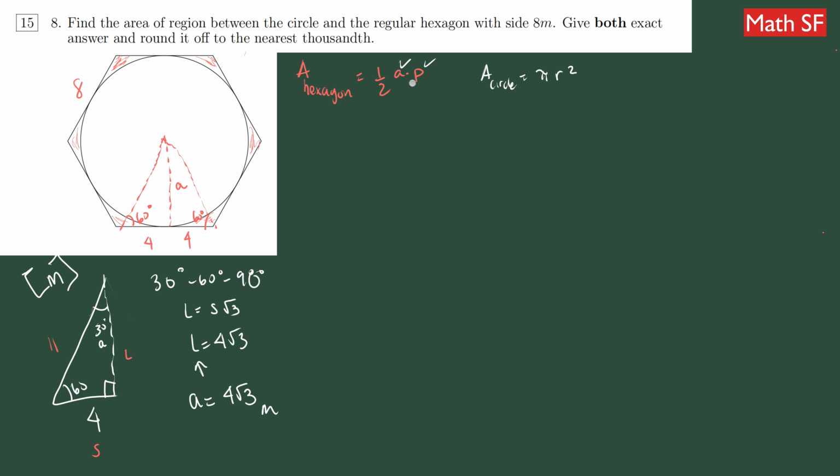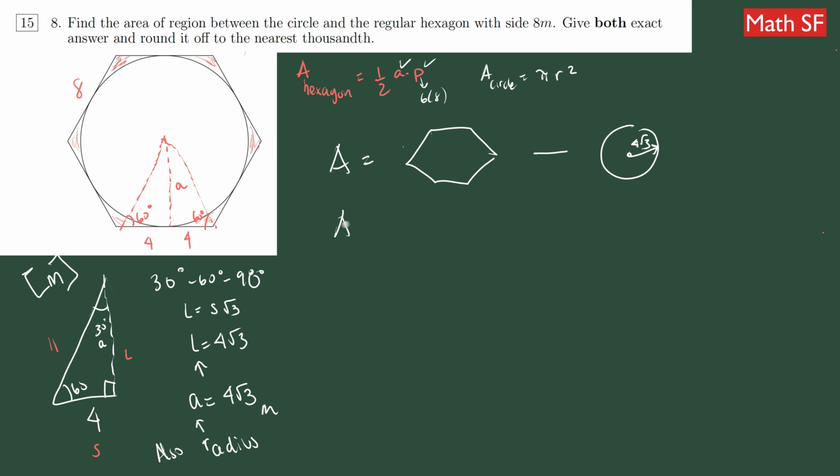The perimeter is easy to find. Recall that you're looking at the hexagon, so that's just 6 times the size of each side, 8. Do we have the radius? Well, the radius also happens to be the apothem. So this is also the radius. Besides being the apothem, it is also the radius. So we have everything. Let's find the area between them. The area of the shaded region is the area of the regular hexagon minus the area of a circle with radius 4 root 3.